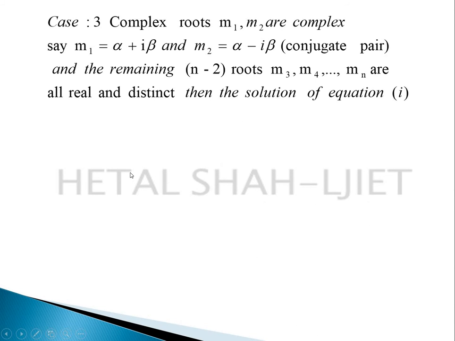Now the third case is if the roots m1 and m2 are complex, say m1 is equal to alpha plus i beta and m2 is equal to alpha minus i beta, we can say that both are a conjugate pair.